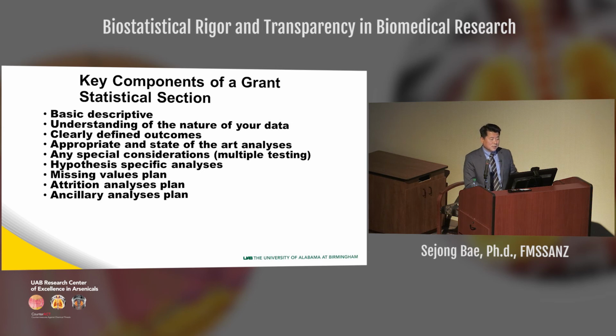So key components of the grant statistical section is you need to do a proper description of the study that you're doing and understanding of the nature of your data, and clearly define the outcome, and appropriate and state-of-the-art statistical analysis that's available, and any special considerations like multiple testing or multiplicity issues. If you're doing 10 different outcomes, you probably need to do a proper p-value inflation adjustment, and hypothesis-specific analysis, and missing value plans, and an attrition analysis plan needs to be added as well.